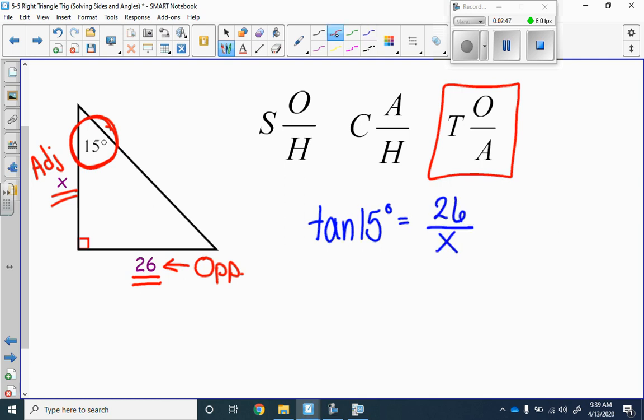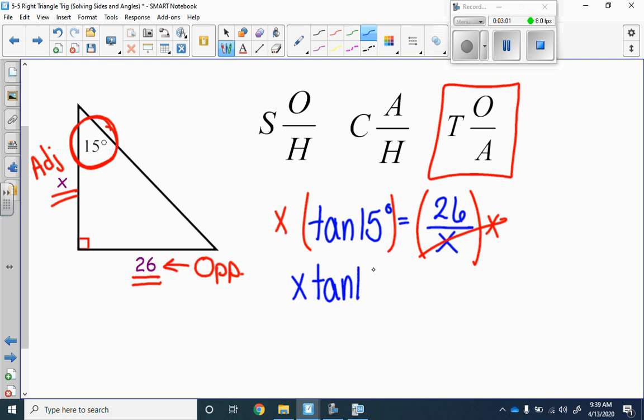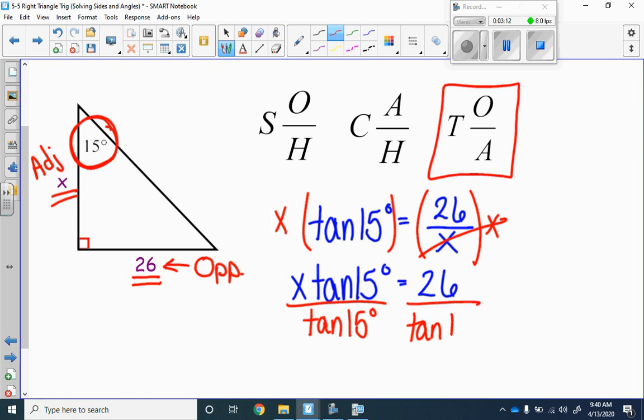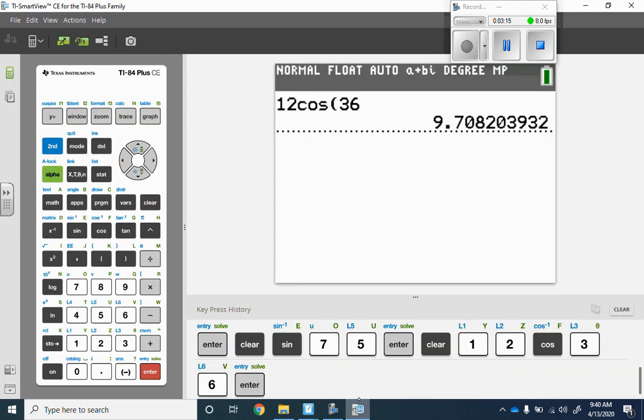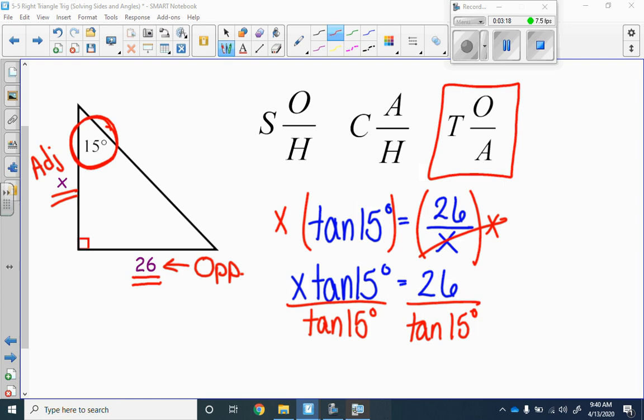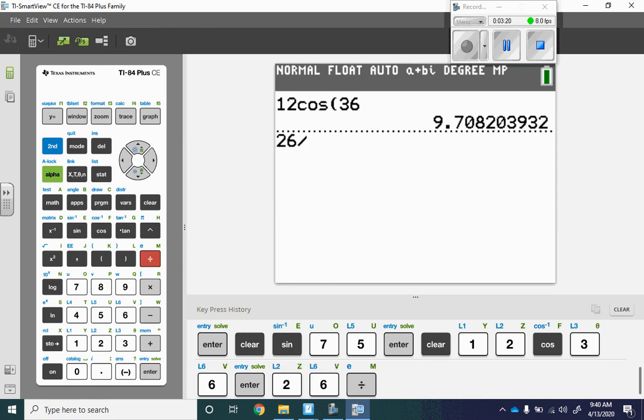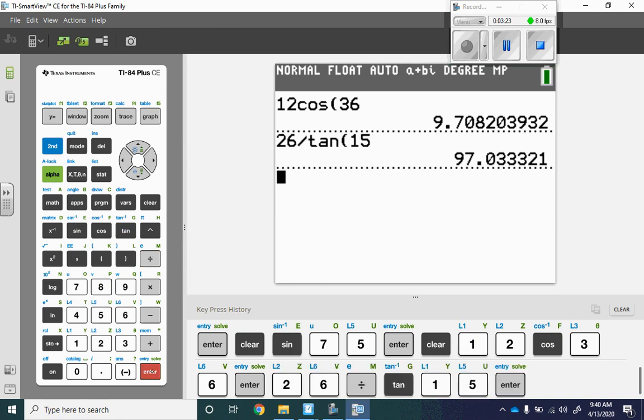Now here you just need to be careful because you can't multiply both sides by 26. It's 26 divided by x. So you have to get x out of your denominator first. And so now you've got x times the tangent of 15 degrees equals 26. And now we'll divide by the tangent of 15 degrees. And so here's our calculator, and of course it's got 26. So 26 divided by the tangent of 15 degrees, and there we have it, 97.03.